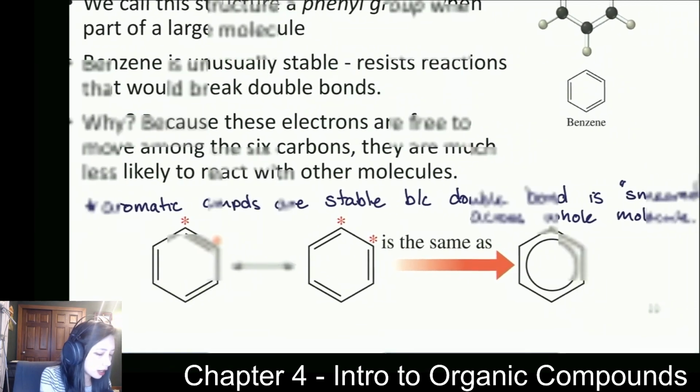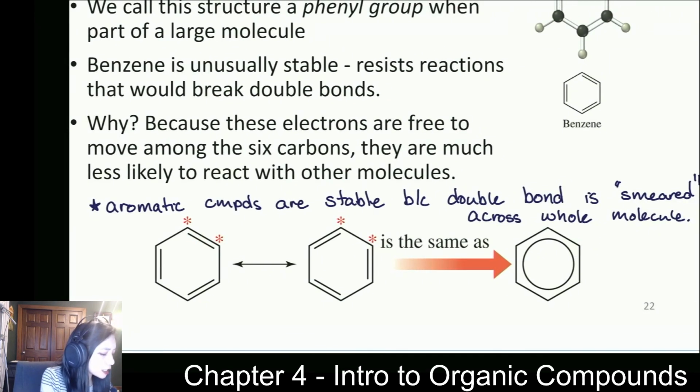Because when I said that it's alternating double bonds and single bonds, we can actually draw it two different ways. That double bond isn't locked right here. We could draw it this way where they're all alternating, or we could draw it the other way, but they're the exact same, and the molecule actually exists as in both of these states at the same time.